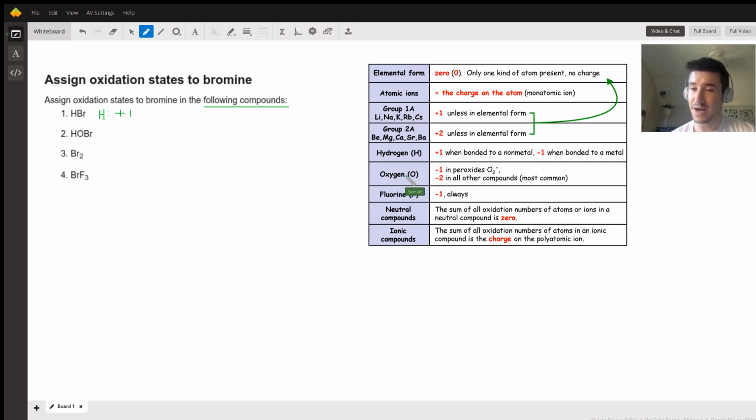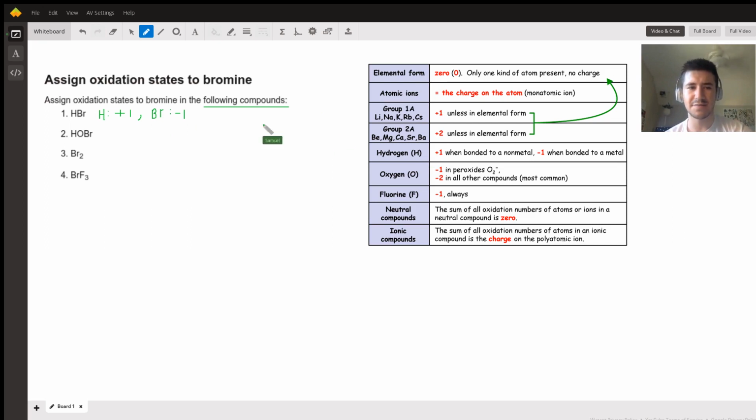Another helpful rule, well, not oxygen and not fluorine clearly, is that my neutral compound means that all of the oxidation numbers will be 0 when I add them all together. So that means that the H and the Br together have to give me 0, which means that Br must have been a -1 oxidation state. Great. Let's see if we can use the same logic for question 2.